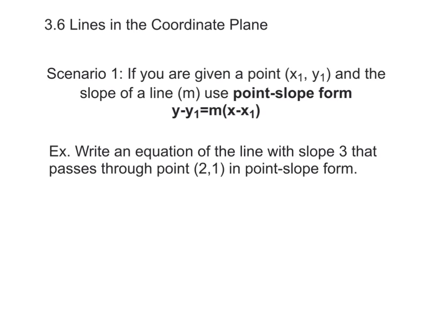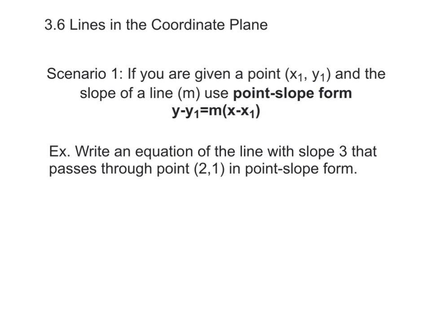This lesson is 3.6, lines in the coordinate plane. We're going to learn to write equations of a line given different situations. So we may be given a point and a slope. We may be given two ordered pairs. We may be given x-intercept, y-intercept. So we need to be comfortable writing an equation of a line for all of these.